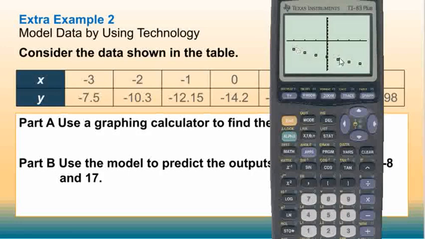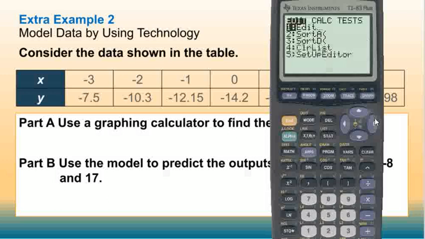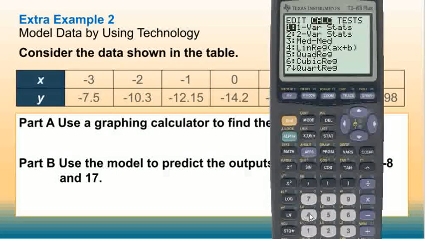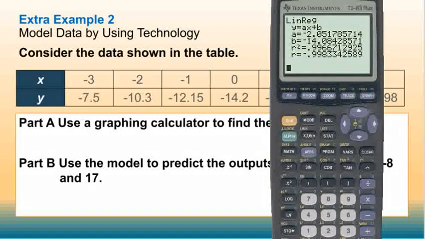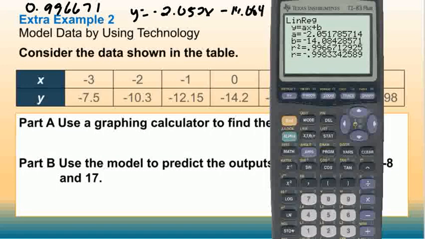Here it looks linear, but let's just do the regression. So, stat, calculates, let's try 4 linear. That gives us 0.96671, and the equation would be y equals negative 2.052x minus 14.084. If we find that that's the best one.